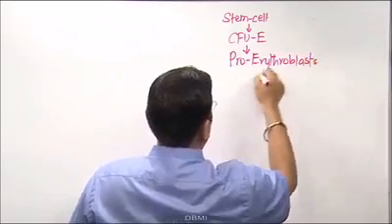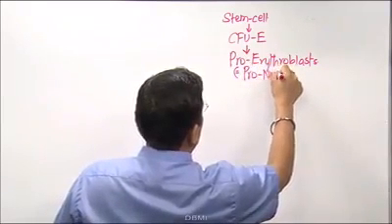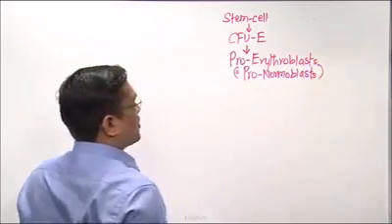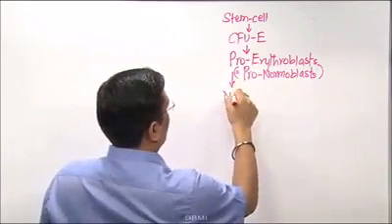Proerythroblasts, they are also known as pronormoblasts. From proerythroblasts or pronormoblasts, they will form normoblasts.